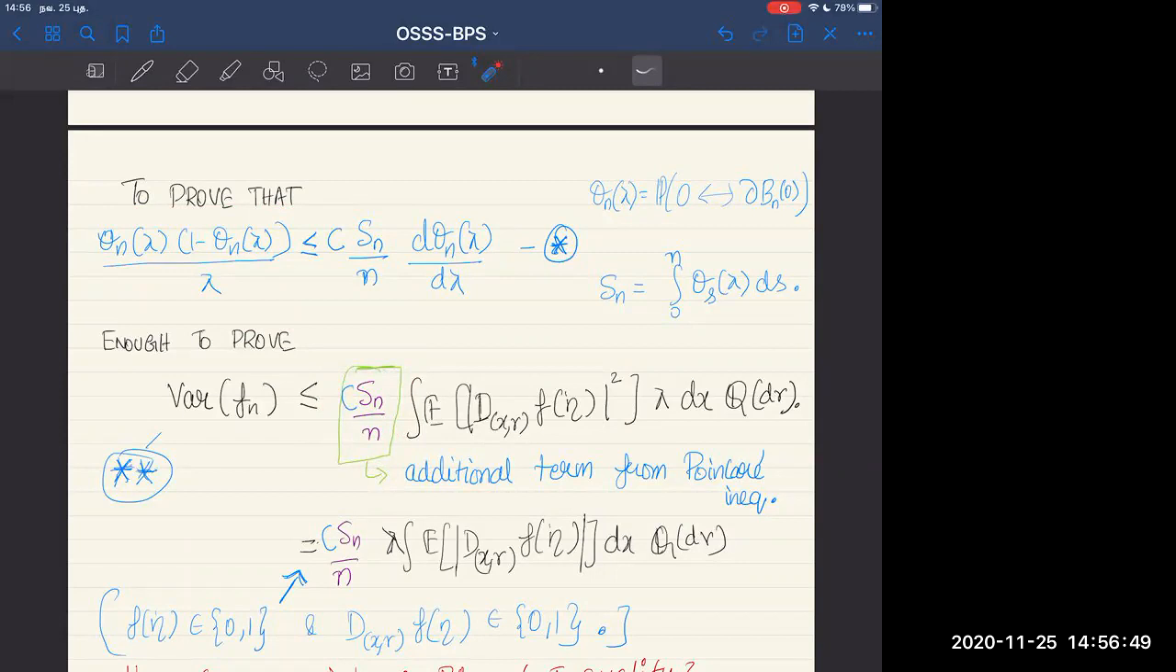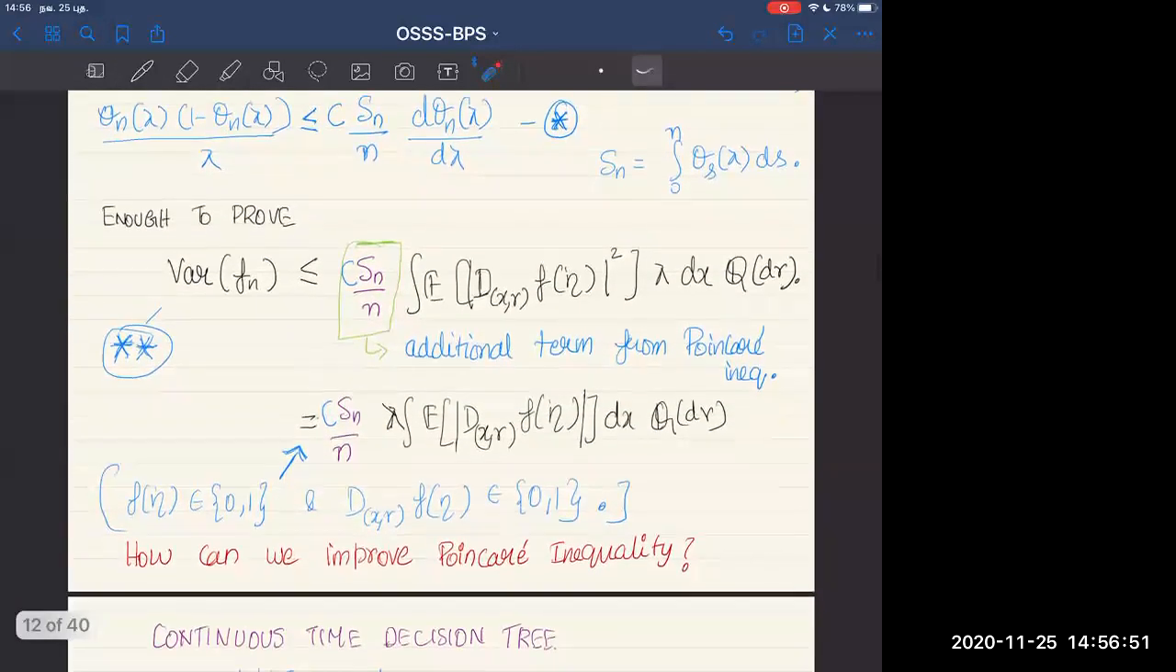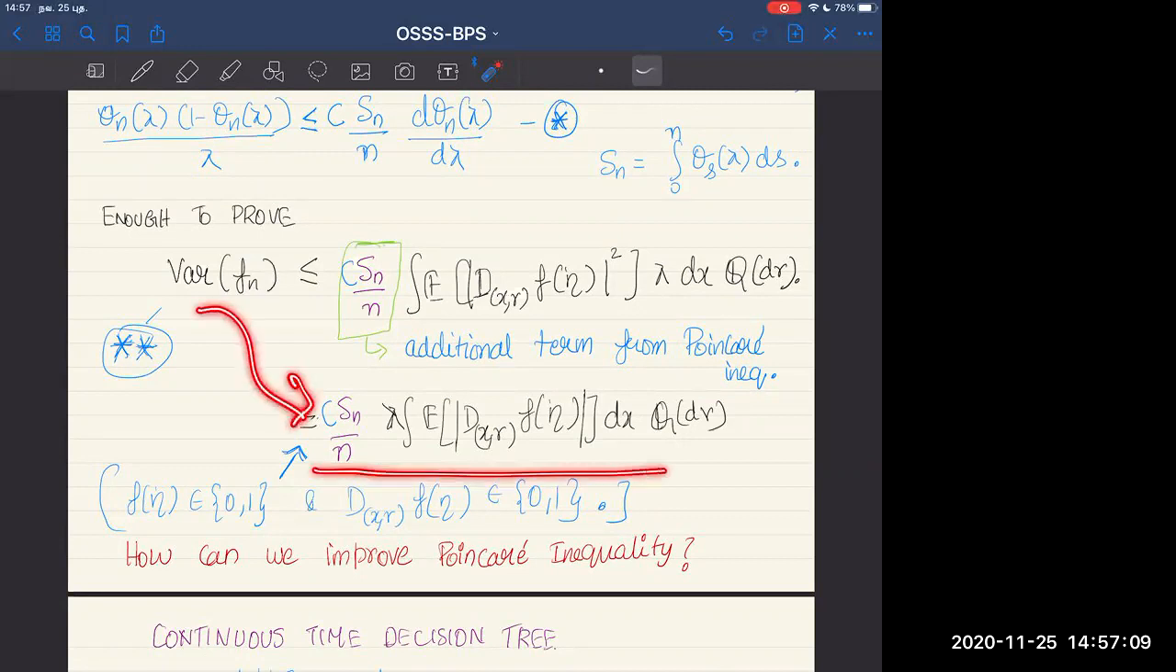Because of my property that the indicator is 0-1 valued and f is 0-1 valued, whether I take the modulus square or the modulus does not matter. So I will prove the second inequality. This is the inequality we are going to prove.